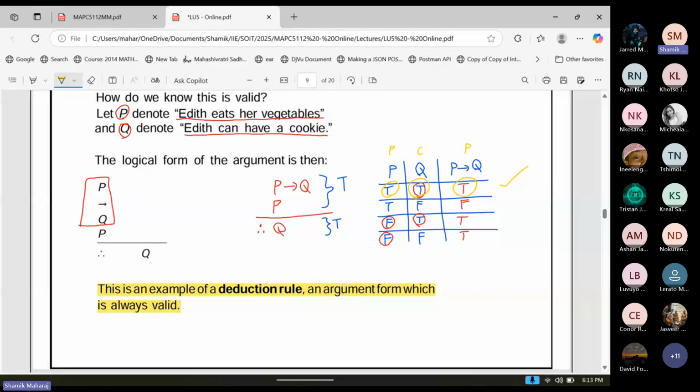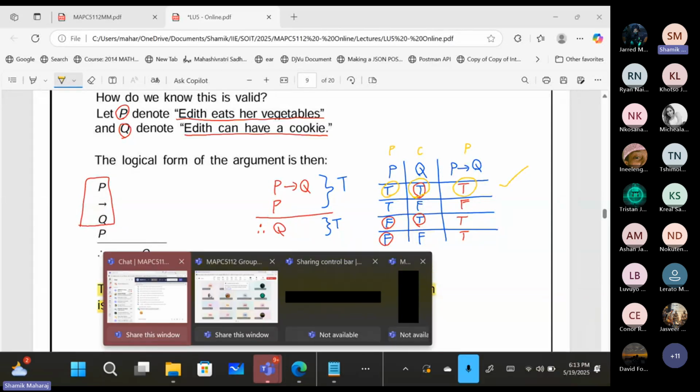Okay, anyone has any questions at this point? Of course, we'll do more examples. We will do a few more, but in the meantime, if anything is unclear, check the comments.